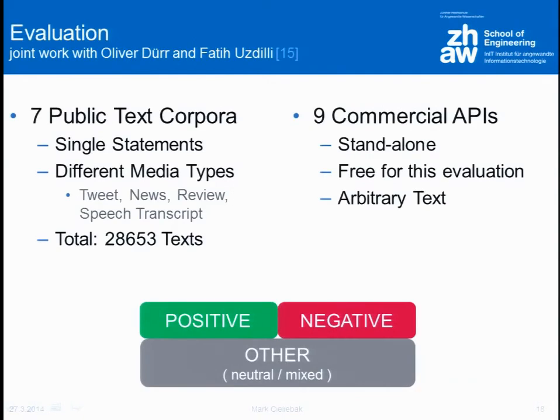Okay, so we took 7 public text corpora, and it was some tweets, some news headlines, some product reviews, a speech transcript, and then we took 9 commercial APIs which were basically made for sentiment analysis. They were standalone, they had an API, and they gave us free access because we couldn't pay for them. And we had 3 categories, positive, negative, and other, and we just threw in all these examples from the corpora and asked the tools, what is the result?